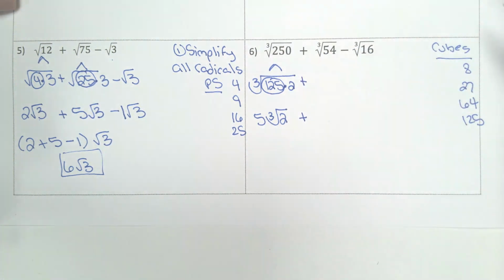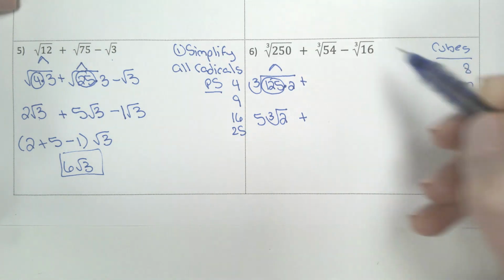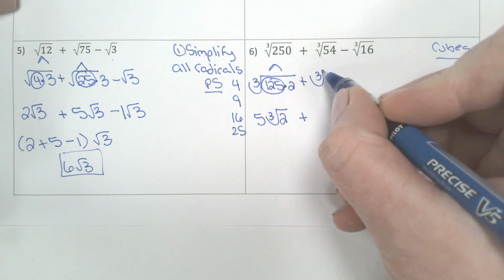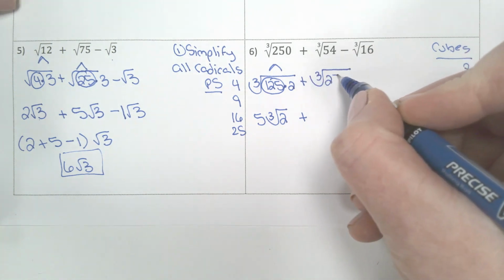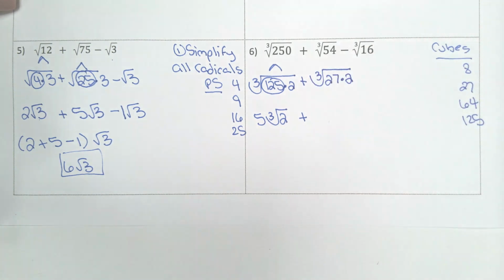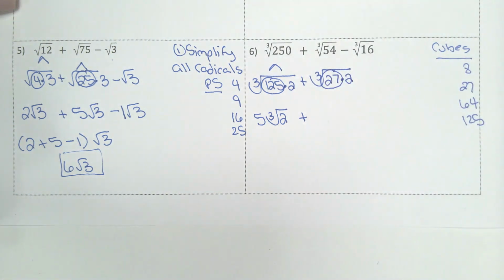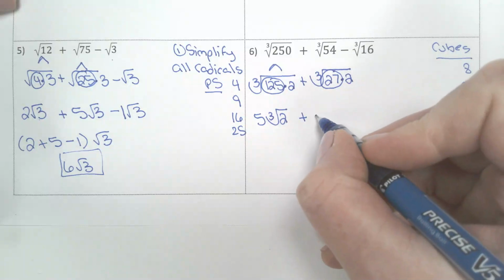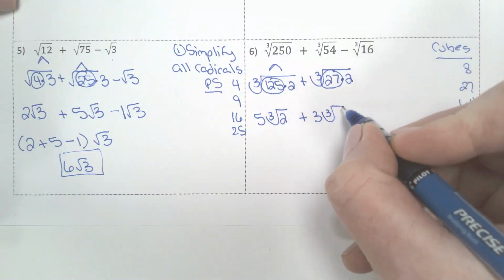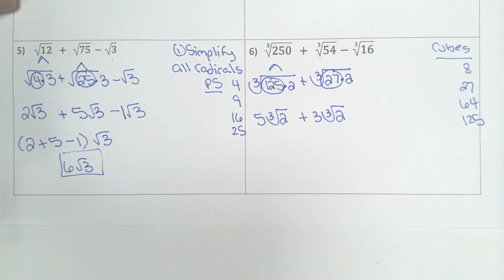Let's see, 54. Let's see, 8, I don't think so. 27, I don't know. So I went in my calculator and I did 54 divided by 27, and I got 2. So I'm going to rewrite that as the product of 27 times 2. Now I'm going to take the cube root of 27, which is 3. So that becomes 3 cube root of 2.